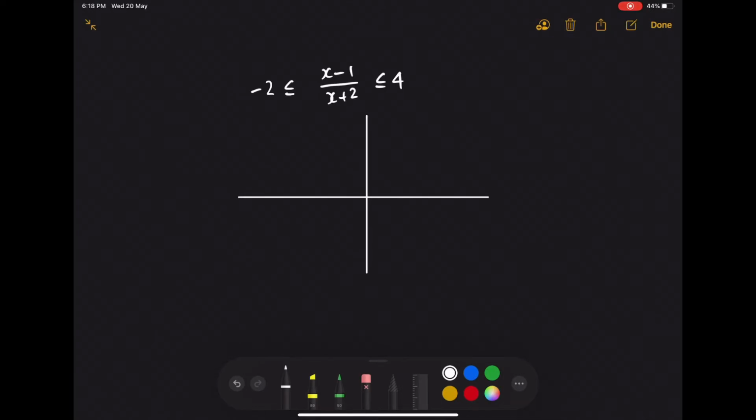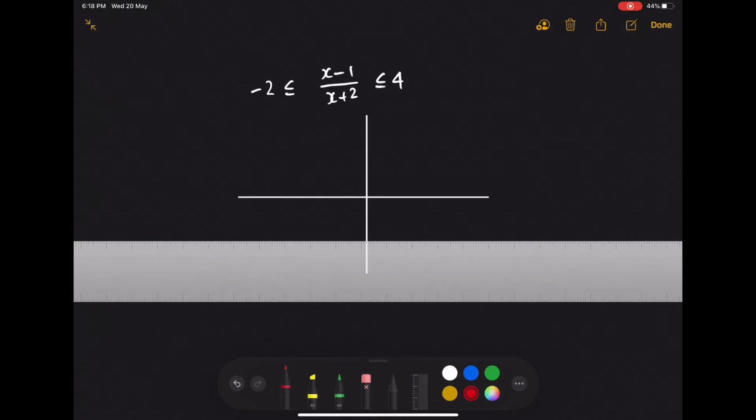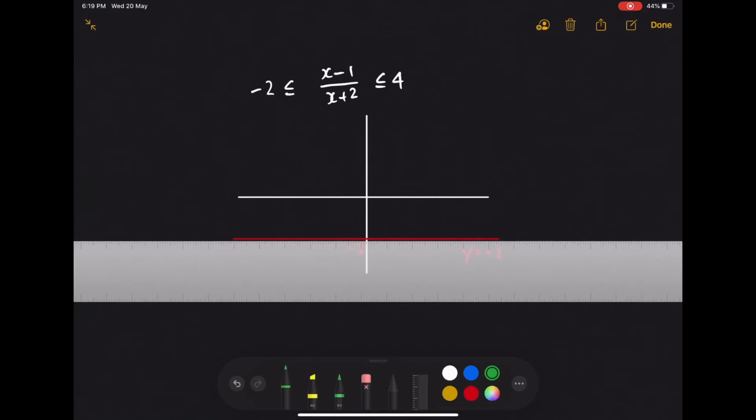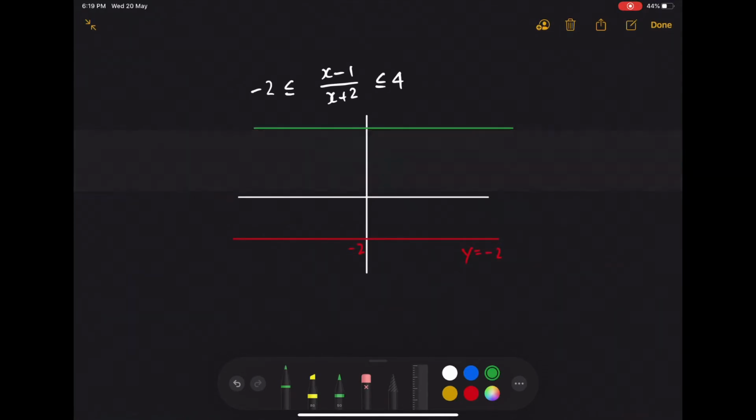So we have y equal to -2. I'm going to use red to represent the straight line. So we have this as my y equal to -2. I'm going to write it here, y is equal to -2. It's cutting at the -2 on the y-axis, and we have a 4 there. So I'm going to use a green line to represent this y equal to 4 here. So this will be my y equal to 4.